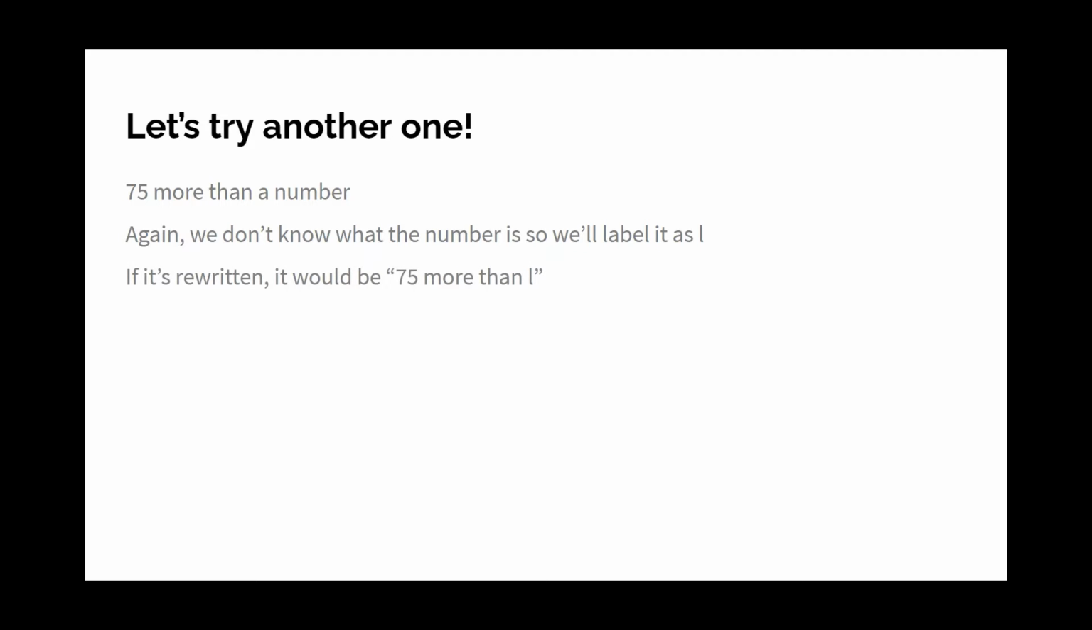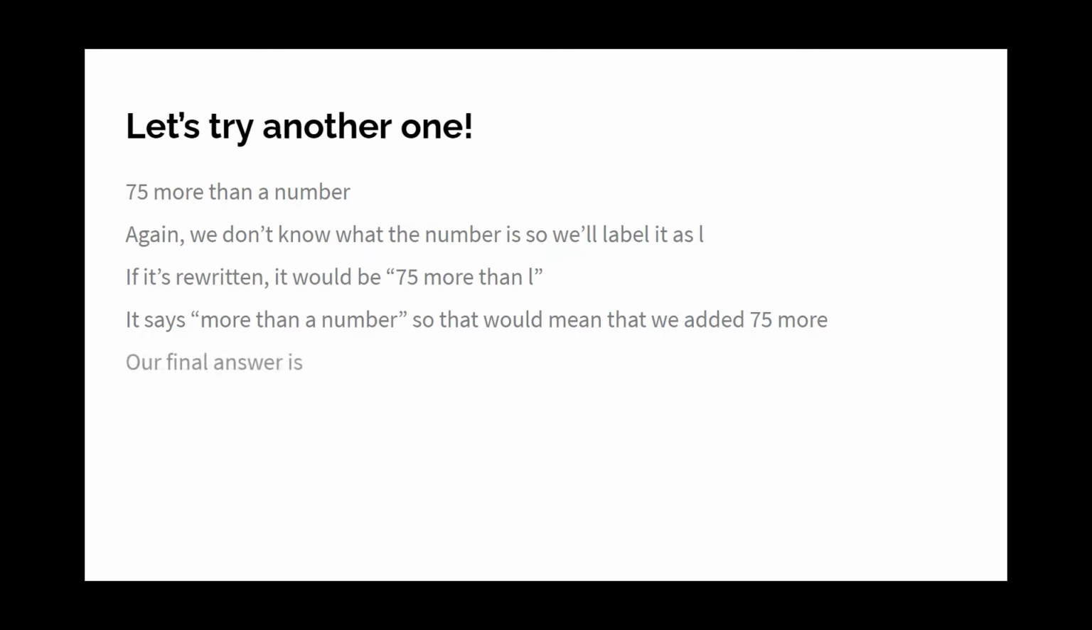We'll try another one. 75 more than a number. Again, we don't know what the number is, so we'll label it as L. If it's rewritten, it would be 75 more than L. It says more than a number, so that would mean that we added 75 more. So our final answer would be L plus 75.